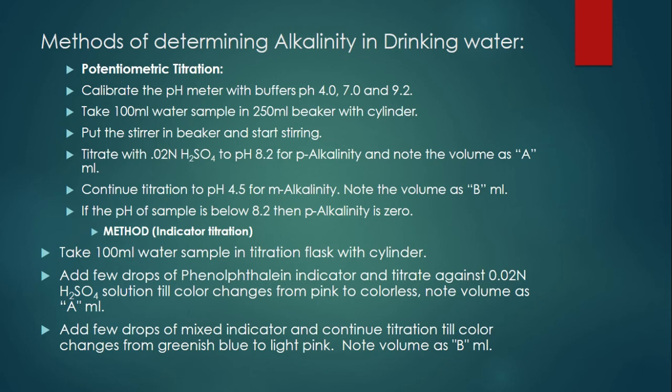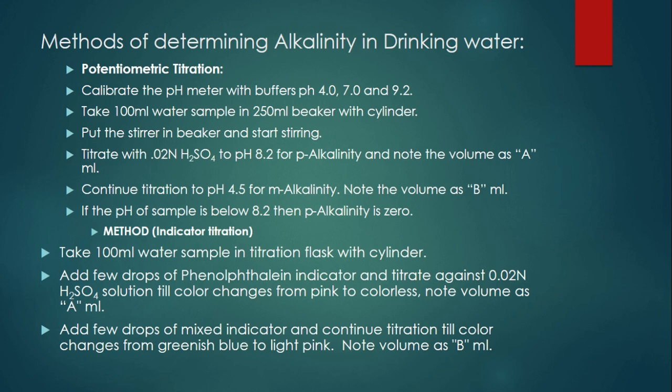The second method is indicator titration. Simply take 100 ml water sample in a titration flask with a measuring cylinder. After addition of a few drops of phenolphthalein indicator, titrate against 0.02 normal sulfuric acid solution till the color changes from pink to colorless, with volume as AMO. Now add a few drops of mixed indicator and continue titration till the color changes from greenish blue to light pink, with volume as BMO.